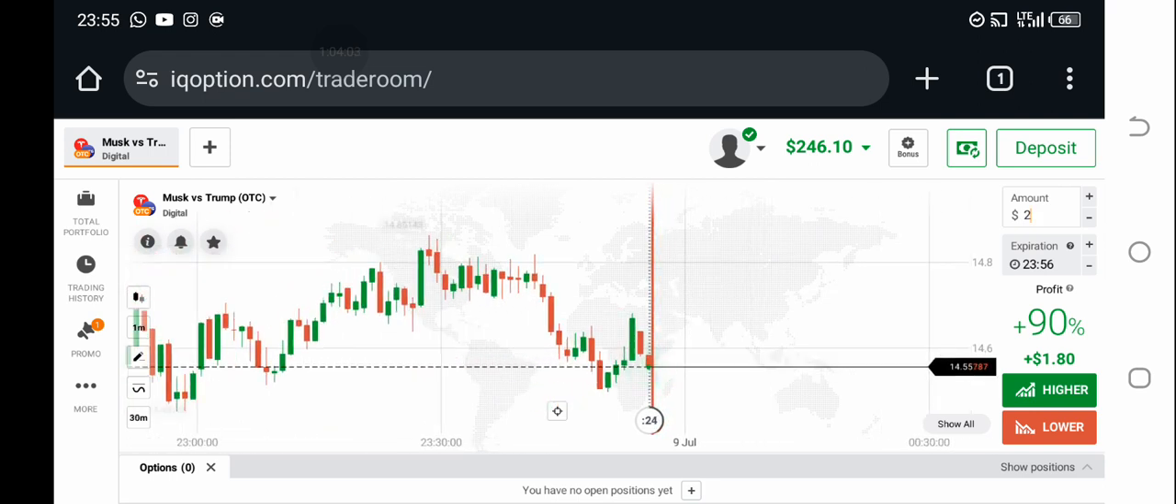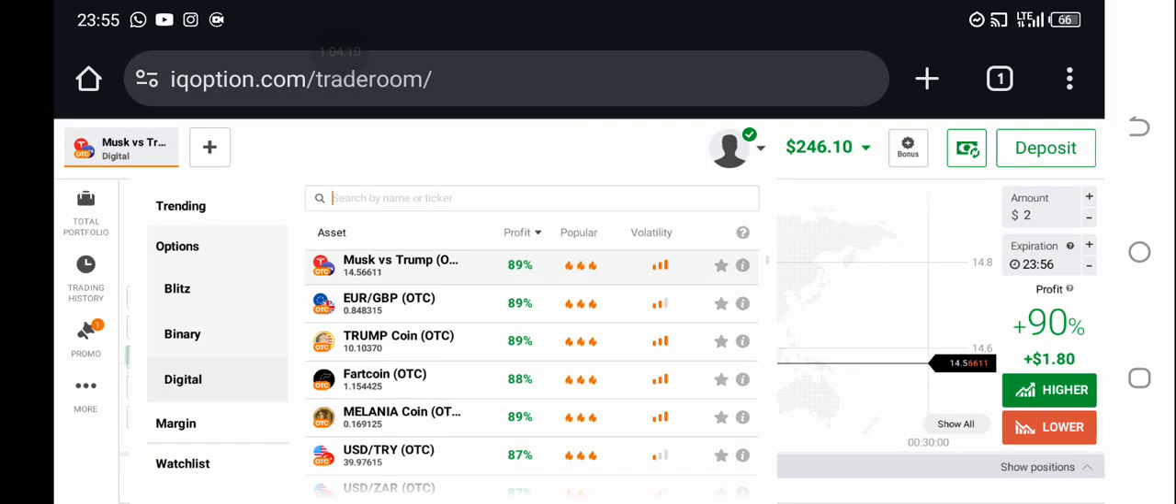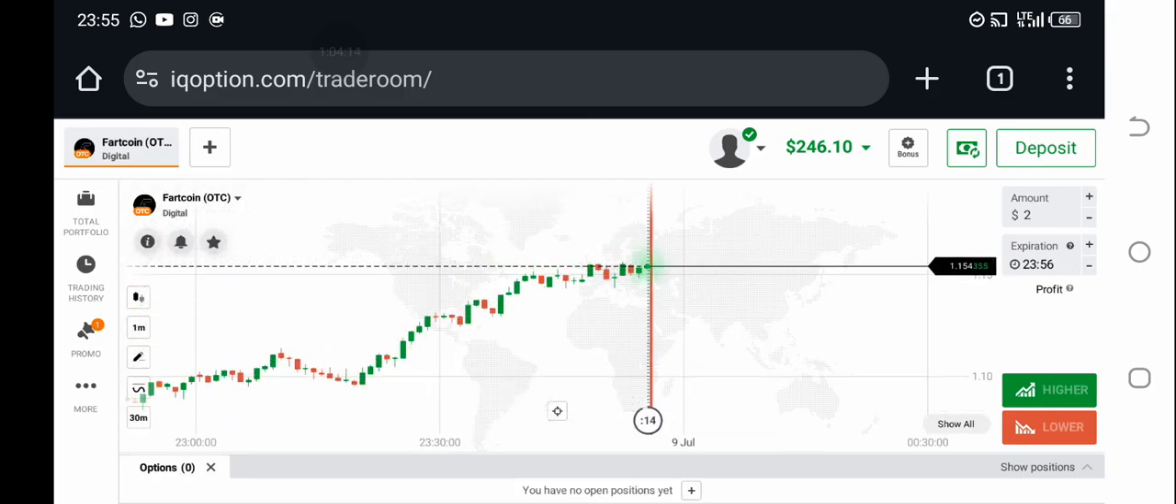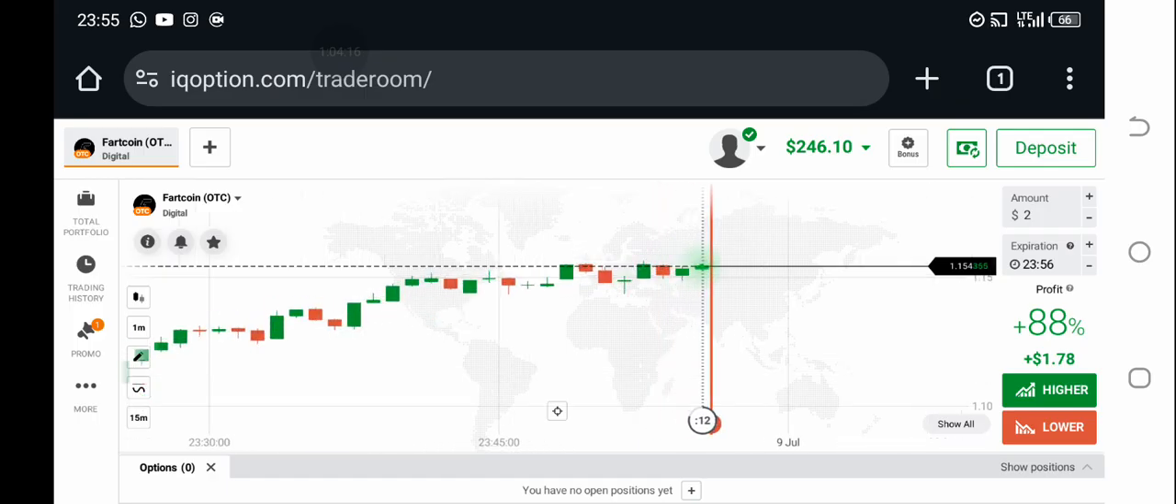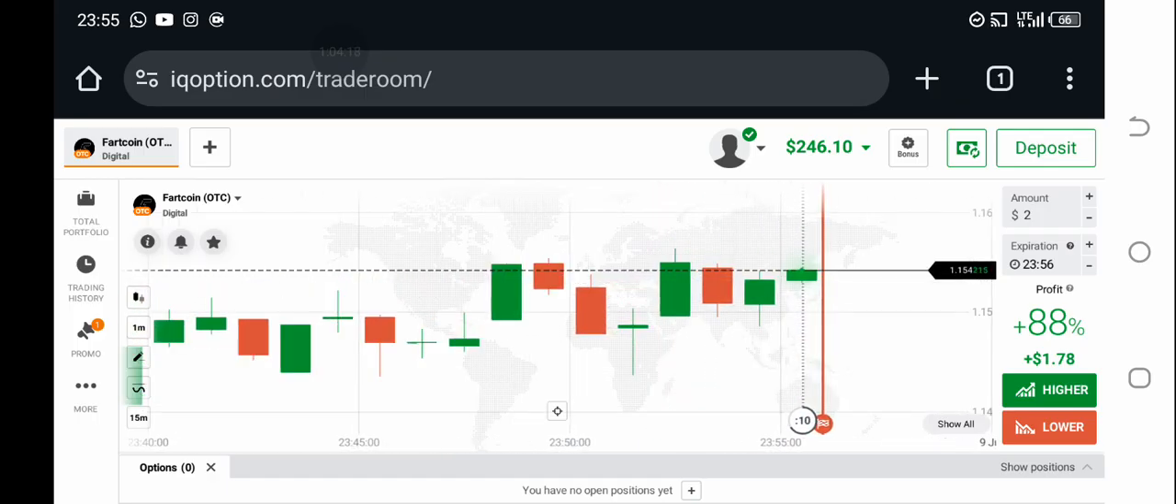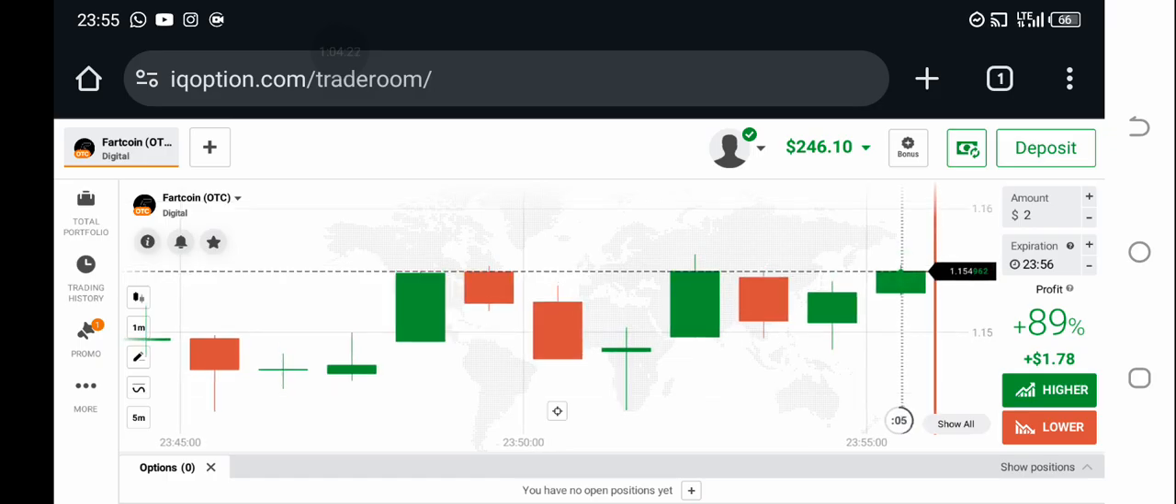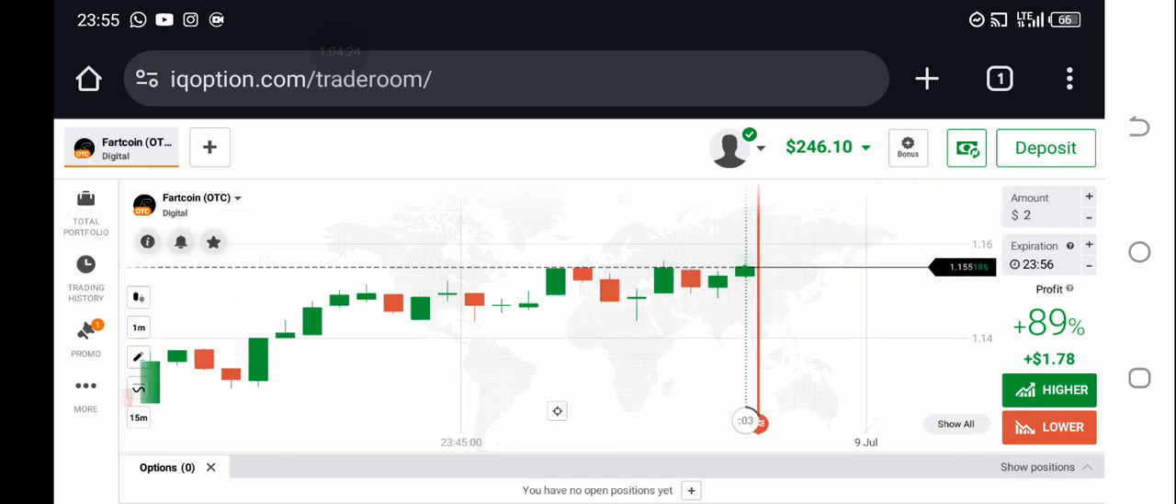I'm not certain if the market should go down or go up, because this is not a real market. You can see these are funny currency pairs. Some of them are just cryptocurrency assets.